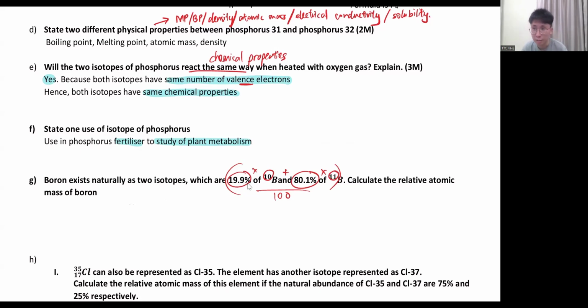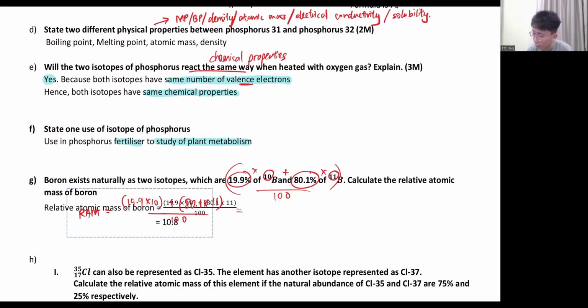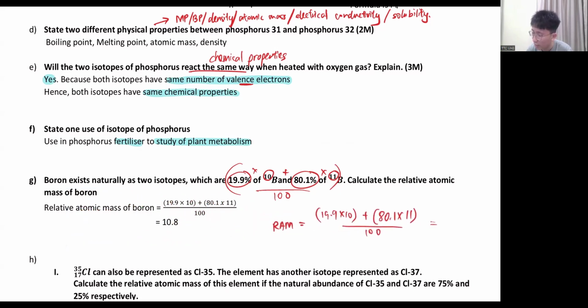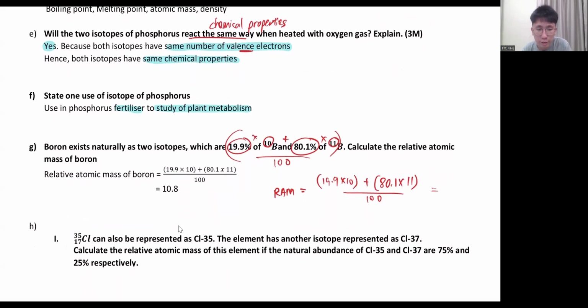But if it's not percentage, if they say ratio, then you must be more careful on that. But I would say most of the questions divide 100. So how do you do it? Relative atomic mass will be percentage multiply mass plus percentage multiply mass, divide 100. Okay, so guys, you do the maths. You all press your calculator. You're supposed to get 10.8. This is what my answer is showing me, guys. I'm lazy to use calculator. Okay, 10.8. Very easy calculation. Hopefully this one you can score.